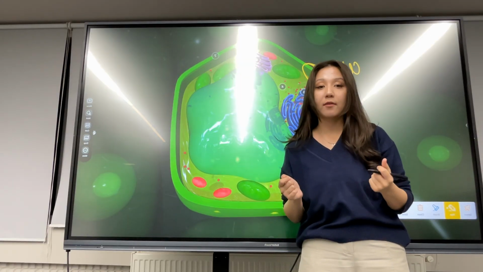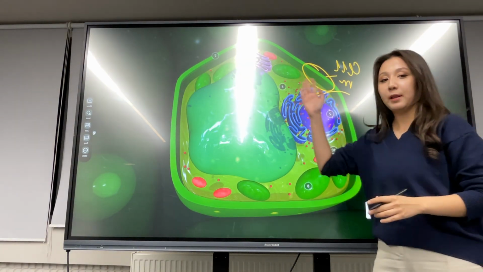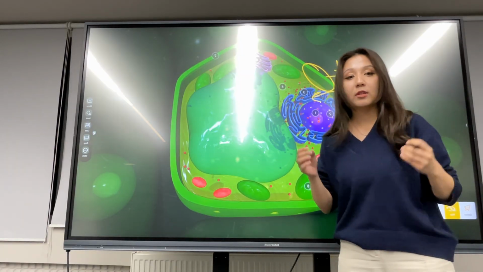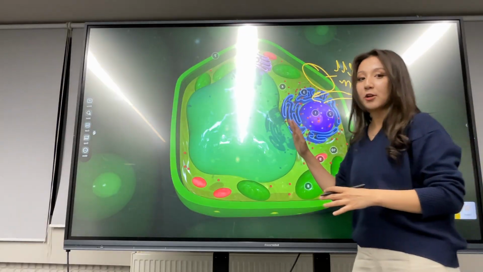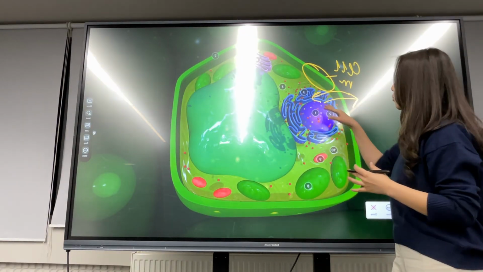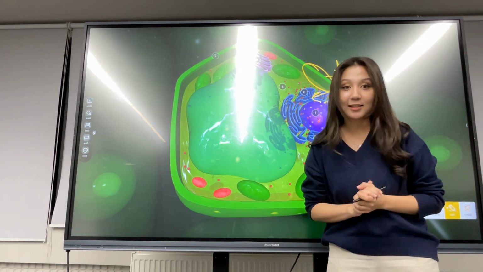For example, we have nutrients. Nutrients have to enter the cell because our plant needs them. But what about the waste? Waste has to leave the cell, so all of these processes happen in the cell membrane. I hope everything is clear.